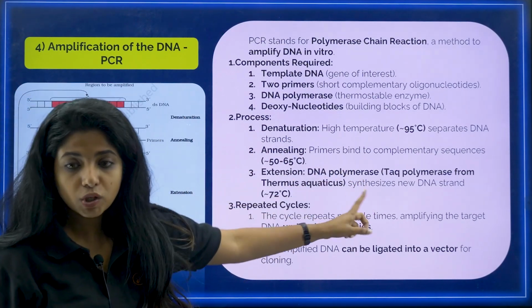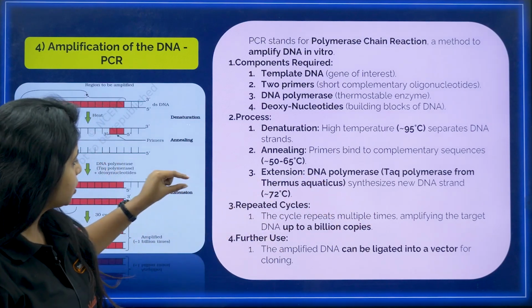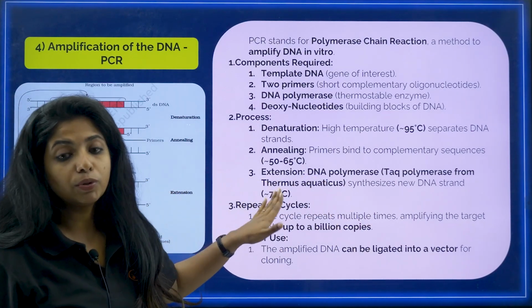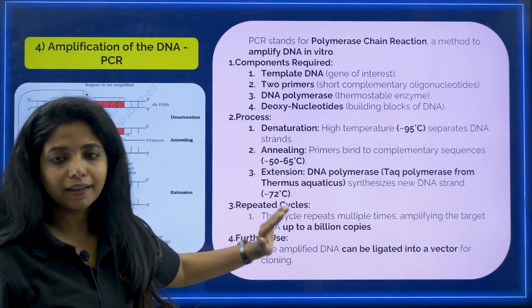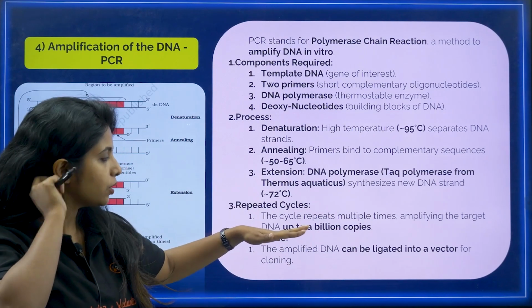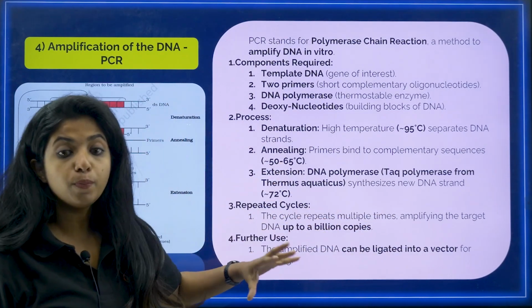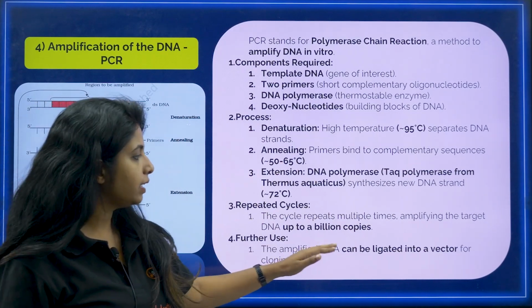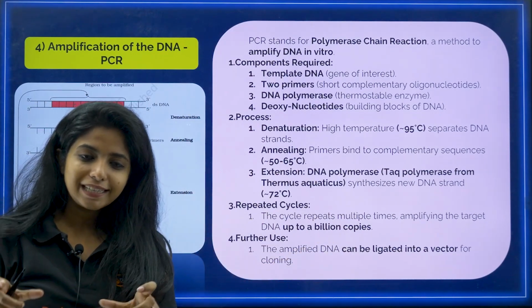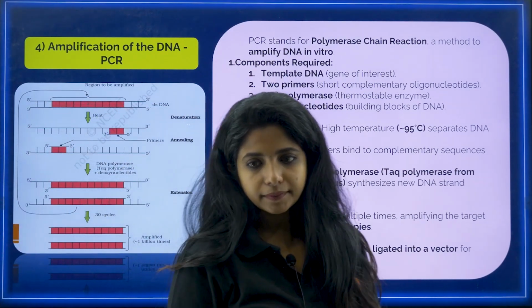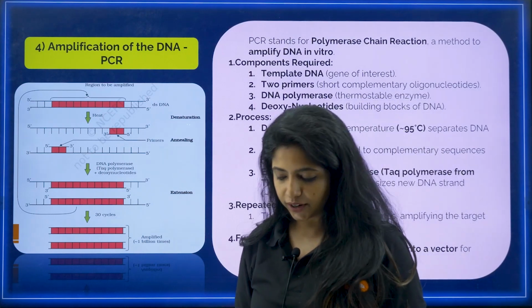Basically, when the Taq polymerase from Thermus aquaticus synthesizes the new strand, it happens at 72 degrees Celsius. If you see, the temperature is really high. Now, repeated cycles are required. The cycle repeats multiple times, amplifying the target DNA up to a billion copies. Now the amplified DNA can be ligated into the vectors and put up for cloning. I hope you got it.